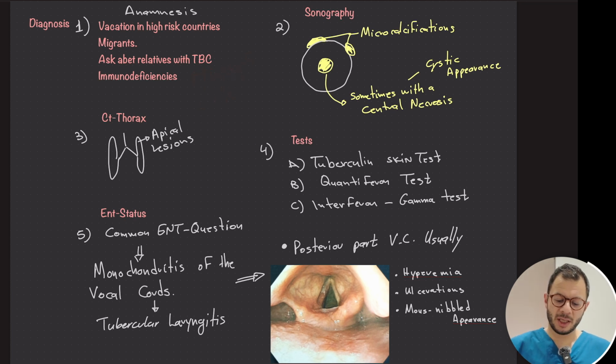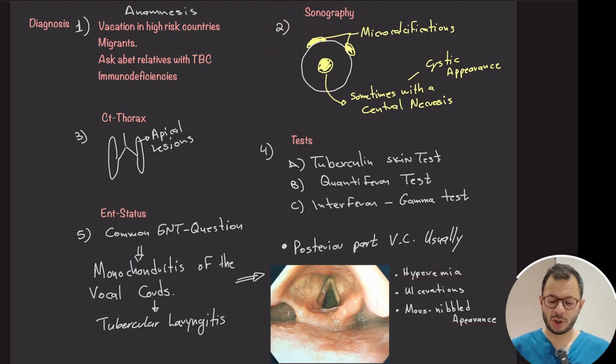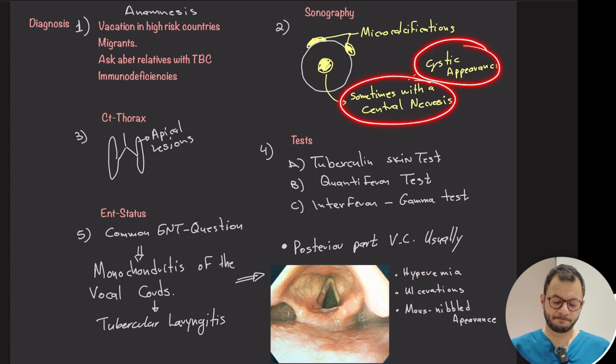Now, the second step will be a sonographic examination of the neck of the patient. Here we can sometimes see microcalcifications forming around the lymph nodes, and then a very prominent cystic appearance of the lymph nodes, sometimes with central necrosis.